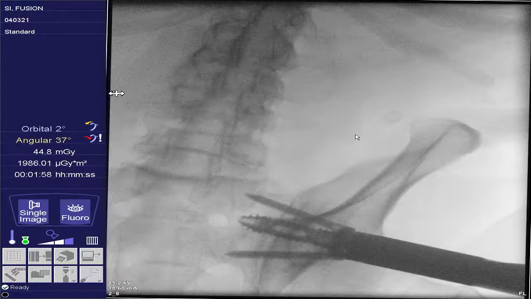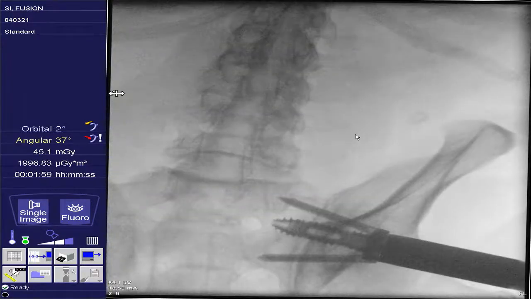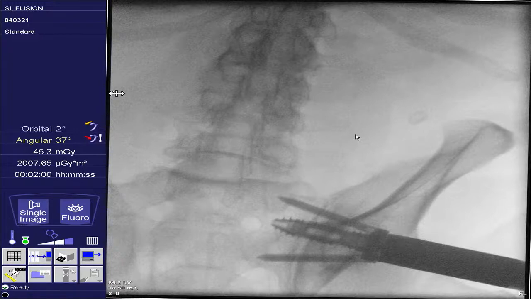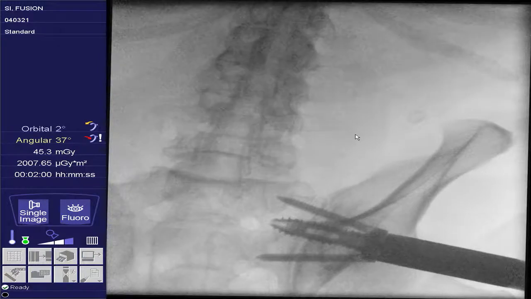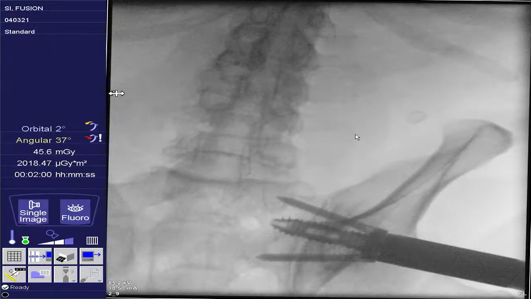X-ray. Again. Okay. X-ray. Yeah, I think I just have to push it back now, right?